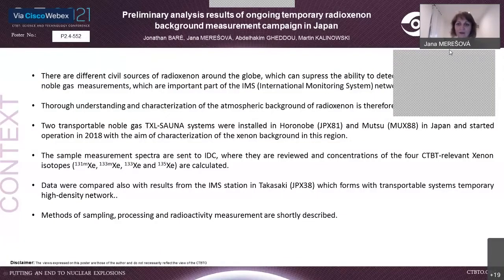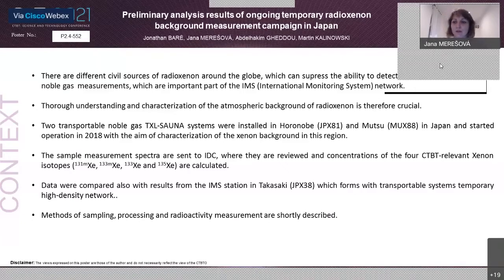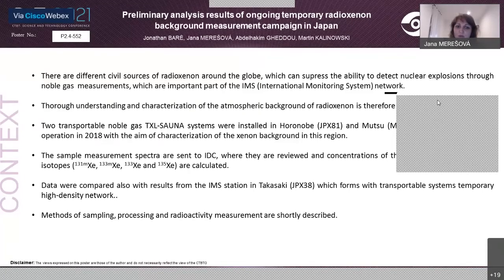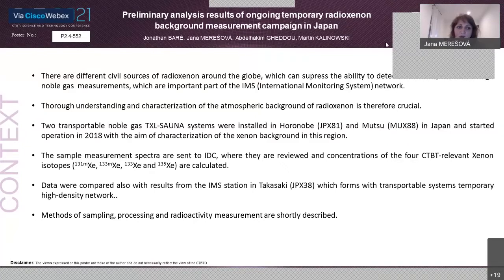Like this. Perfect. Okay. So my name is Jana Mereshova. I'm a radionuclide analyst at CTBTO. And together with my colleagues, I prepared for you this poster, preliminary analysis results of ongoing temporary radioxenon background measurement campaign in Japan. So I'm sure most of you know that there are different civil sources of radioxenon, and this can suppress the ability to detect nuclear explosions through noble gas measurements, which are an important part of the IMS network. Thorough understanding and characterization of the atmospheric background of radioxenons is therefore crucial. Two transportable noble gas SAUNA systems were installed in Honorobe and Mutsu in Japan and started operation in 2018 with the aim of characterization of the xenon background in this region.